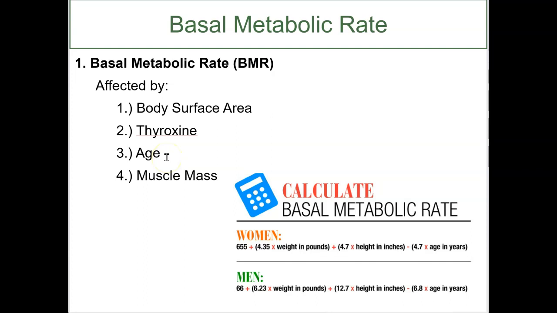Age, we know that it decreases with aging, probably due to a loss of muscle mass. We know that muscle tissue burns a lot more calories. It's estimated that a pound of muscle would burn 70 times more calories than a pound of fat. Just the muscle cells are more active. So if you have more lean body mass, higher muscle mass, you will have a higher BMR.